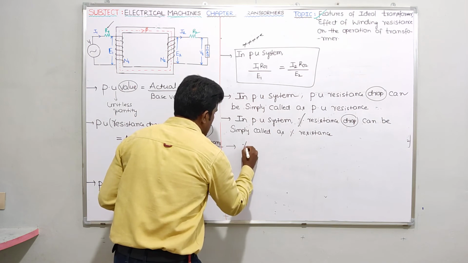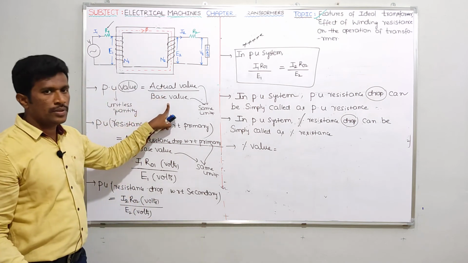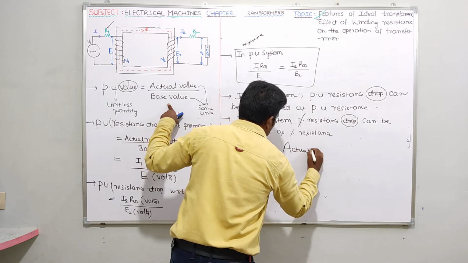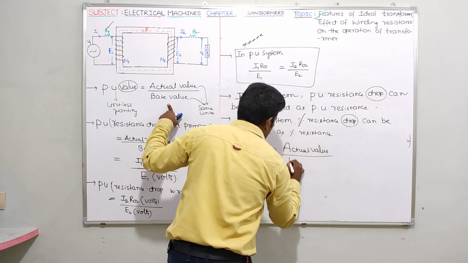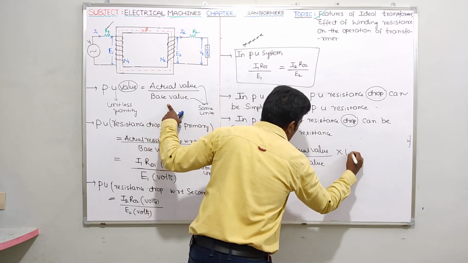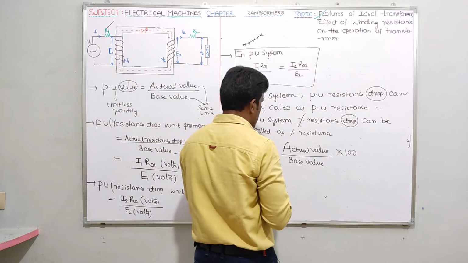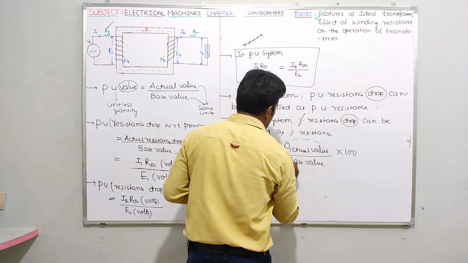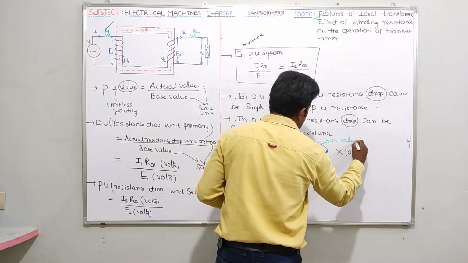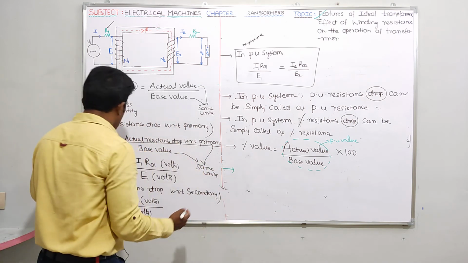Generally you tell me, percentage value means what here? Per unit value means you said actual value by base value. I am asking, percentage value equals to what? Actual value by base value is nothing but a per unit value, no? So multiplied with 100, that gives you percentage value. Okay, very simple. Actual value by base value is nothing but per unit value. If you multiply with 100 to this per unit value, that becomes a percentage value. Is it clear, guys?